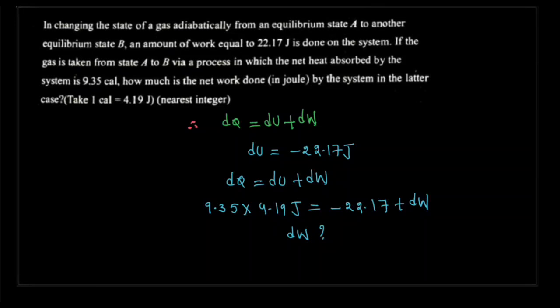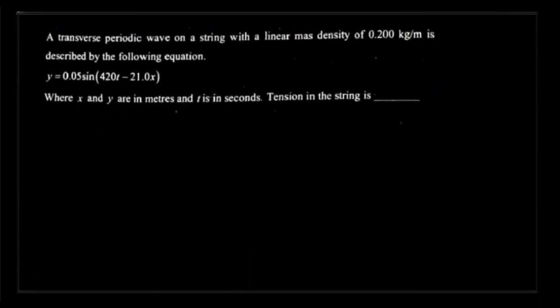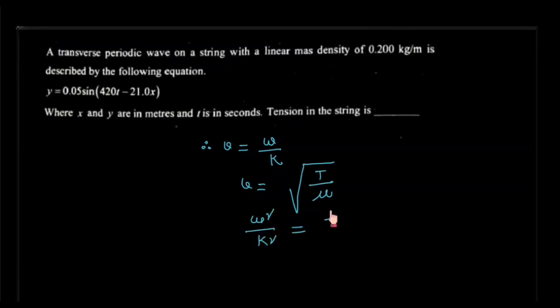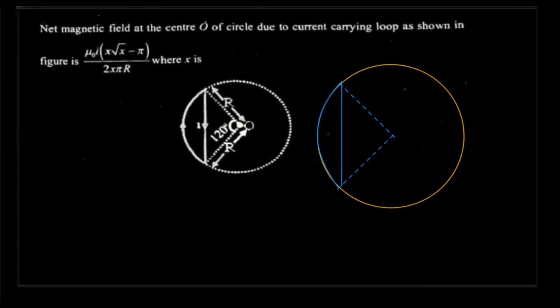Clear? So next one, it is easy, like velocity of this wave is equal to omega by k, right? And tension you have to calculate, v is equal to under root of T by mu, therefore omega square by k square will be equal to T by mu, therefore T is equal to mu into omega square by k square. You could easily do this, right? And this one is also easy.